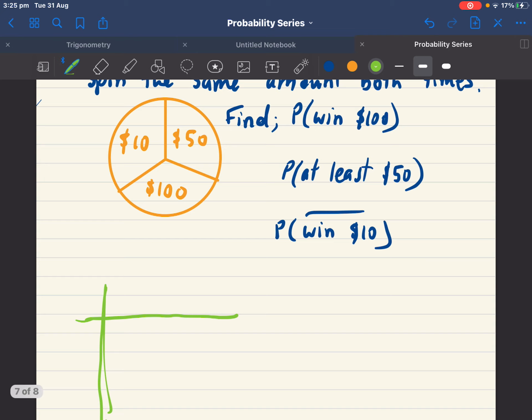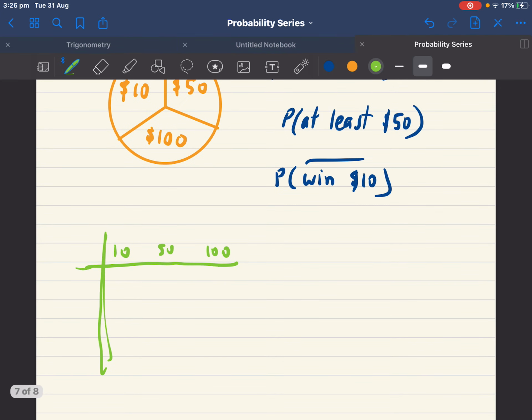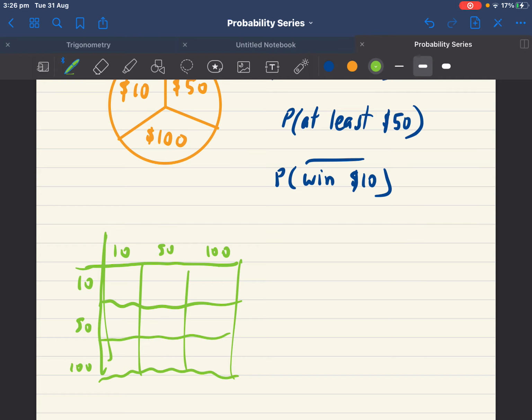All right, so you spin the wheel once. What are your different options? I'll keep it across the top though for the first. You could get $10, you could spin the 50, or you could spin the 100. All right, that's our first one. The second thing we do is spin that wheel a second time, where again you could get the 10, you could get the 50, or you could get 100. This has created a 3 by 3 grid. The lines are wonky, anyway, it doesn't matter. All right, so we've got ourselves our sample space table drawn up, and let's fill it out.